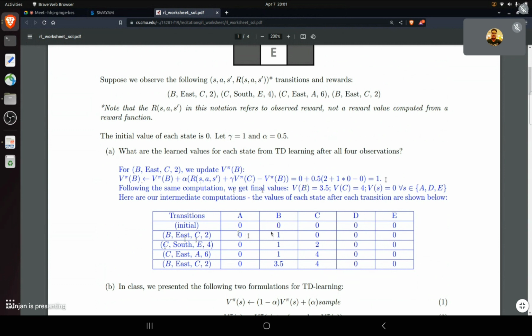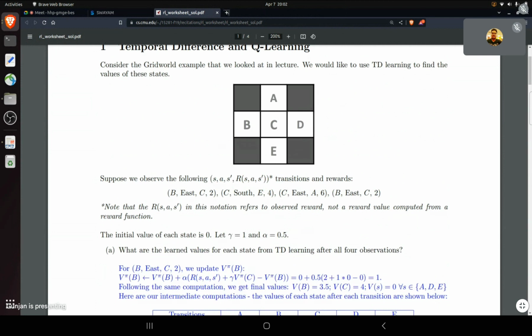So similarly, if we keep on adding on top of what we have, so for C south E comma 4, right, let us write this equation. Okay, how will it look like?